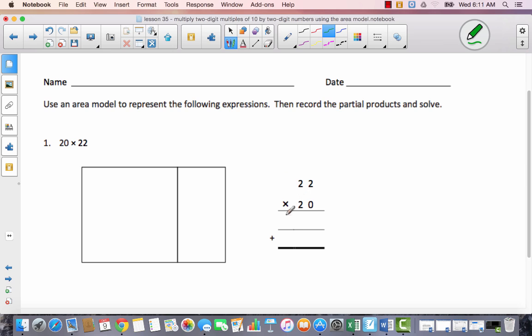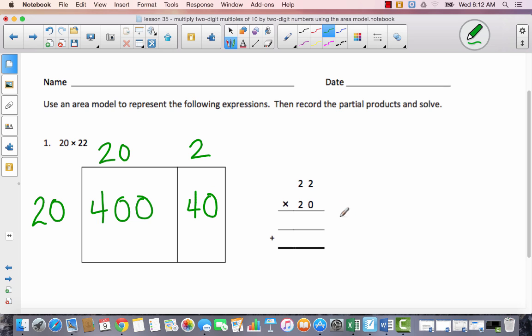So partial products just means that we are doing part of the multiplication and adding it together. We're doing this part, and then we're doing this part of the product, and we're putting these two products together to find the answer. Remember, your multiple of 10 is going to go on the side, and then we're going to take 22 and put it in expanded form. So I've got 20 times 20. 2 times 2 is 4, and then I have a 10 and a 10, so I'm going to add two zeros. And then I have 20 times 2. 2 times 2 is still 4, but this is only one zero, so it is 40.